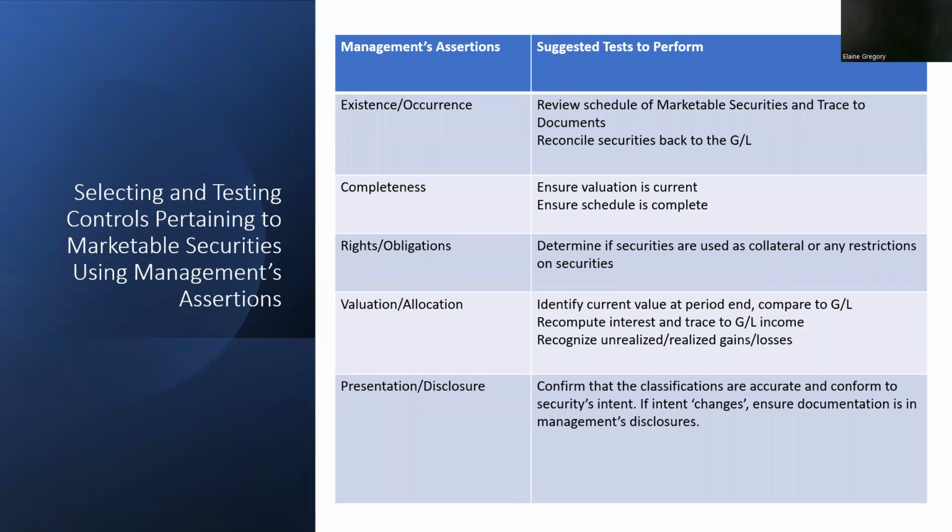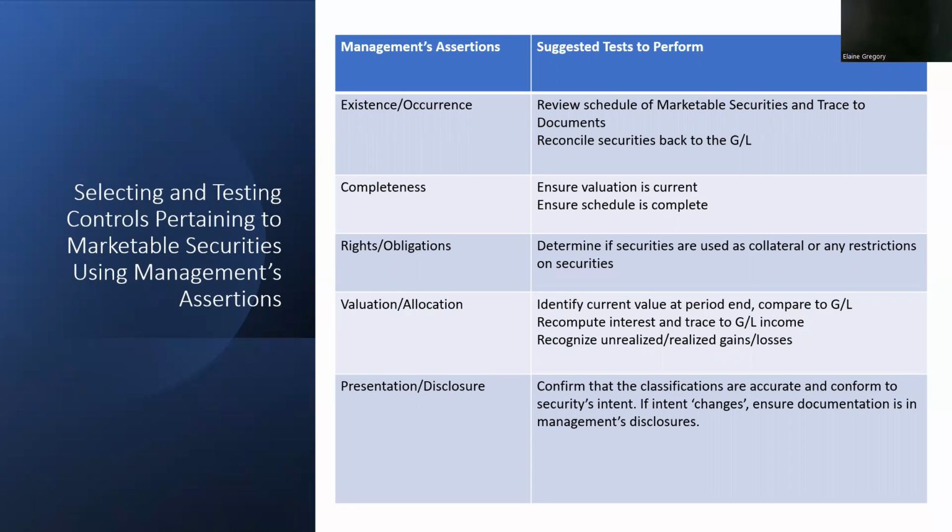Now, looking at management's 5 assertions that we've seen throughout this class, here are some suggested tests that we could perform pertaining to marketable securities. We want to make sure that management gets us a marketable securities schedule, and we want to do some tracing and vouching on that. Trace from the source document to the general ledger, pick a general ledger account and vouch it back to the source. We want to ensure that the valuation and the schedule is current and complete.